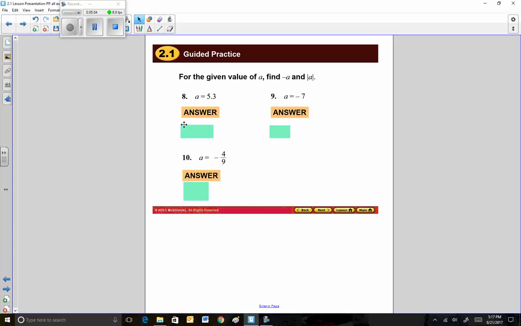Okay, welcome back. Let's see how you did. Opposite of 5.3, negative 5.3. Opposite of negative 7 is a positive 7. Opposite of negative 4/9 would be simply 4/9. All right.